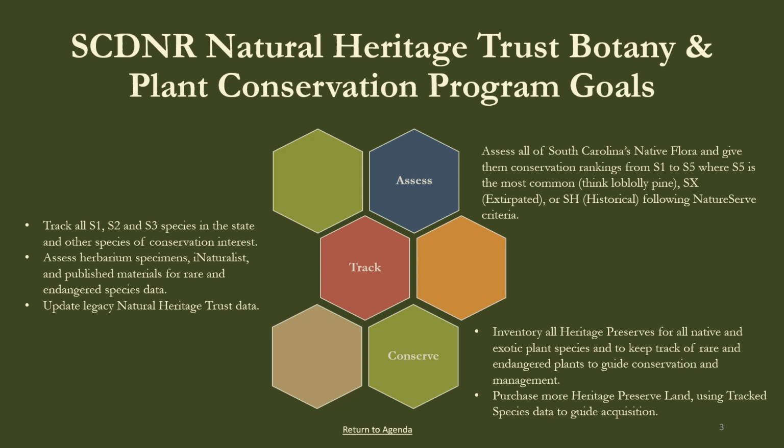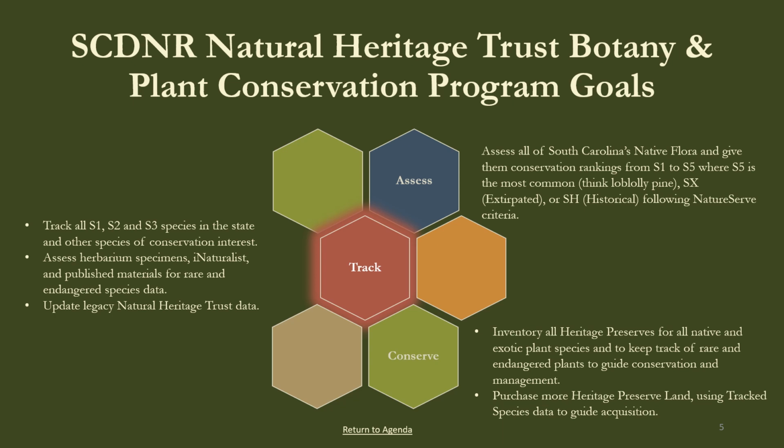Our group is tasked with tracking and conserving South Carolina's rare and of conservation interest plant species. We do this in 3 steps: assess, track, and conserve. We assess all of South Carolina's native flora and give them conservation rankings from S1 to S5, where S5 is the most common, SX extirpated, or SH historical, following NatureServe criteria. We track all S1, S2, and S3 species in the state and other species of conservation interest.